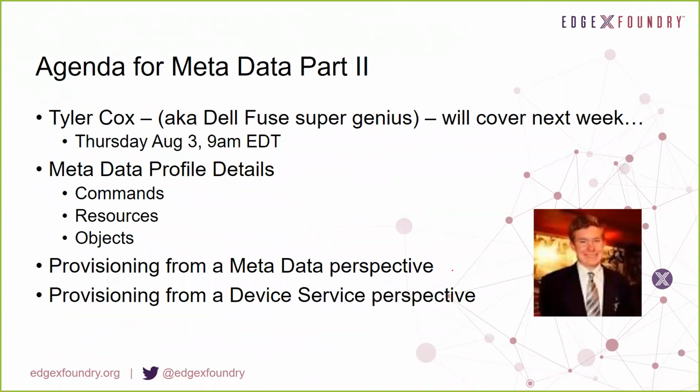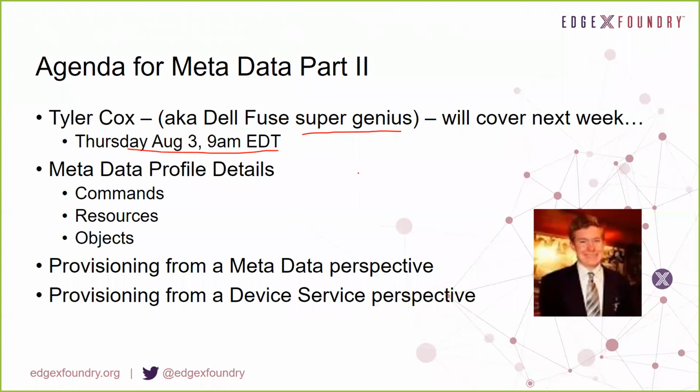One note: we're going to look at what's called metadata part 1 today. Metadata is big, it is complex, and there are lots of parts to it. So my super genius in residence at Dell, Tyler Cox, is going to be covering next week's session. He is the genius behind the device service SDK and device services, and in particular, he knows lots about metadata and metadata profiles. So I've asked him to come in next Thursday.